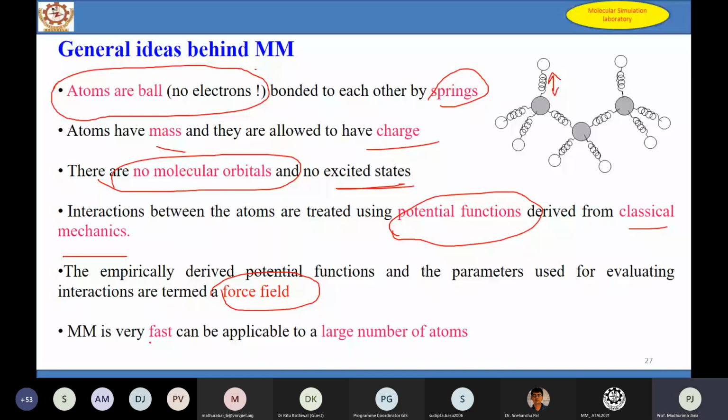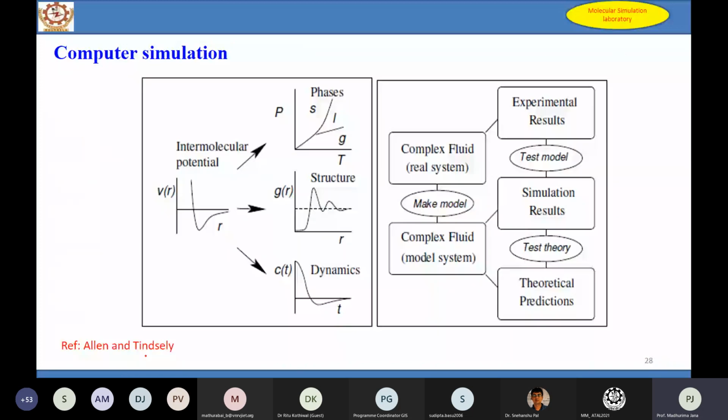Now, computer simulation is a very, very important tool. Basically, it is not a theory, and it is not an experiment, but it is bridging the theory and the experiment. That is the reason that computer simulation is sometimes known as a simulation experiment, or computer experiment, or computational experiment. So it is not a theory, not an experiment, but the bridge between the theory and the experiment.